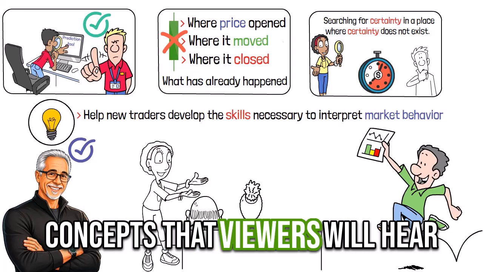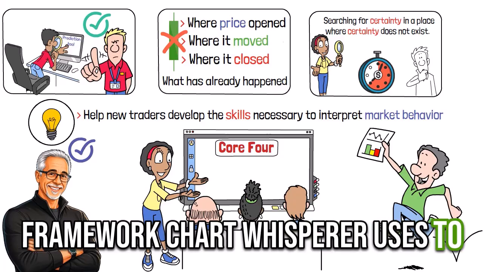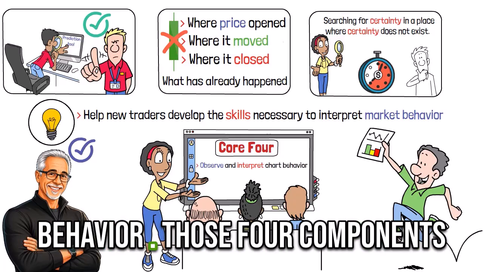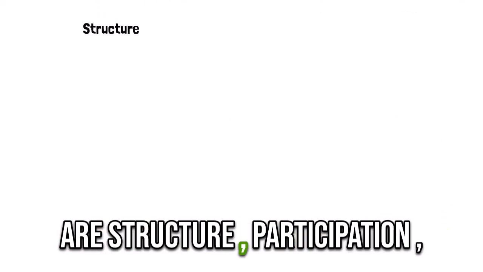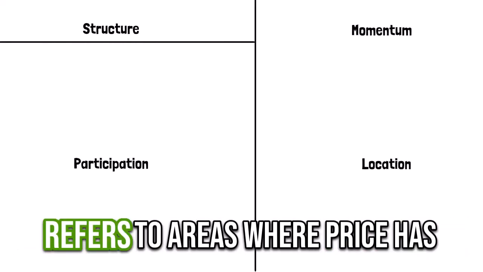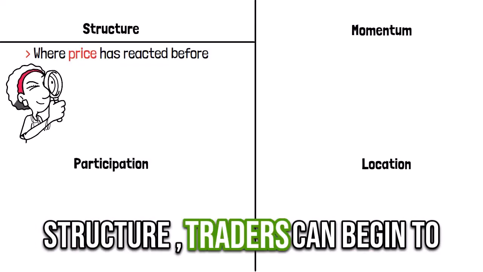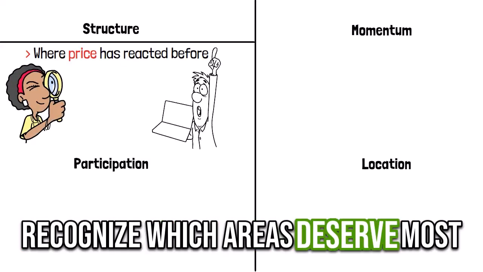One of the concepts that viewers will hear repeatedly on this channel is what we call the Core 4. This is the framework Chart Whisperer uses to observe and interpret chart behavior. Those 4 components are structure, participation, momentum, and location. Structure refers to areas where price has reacted before. By observing structure, traders can begin to recognize which areas deserve the most attention.